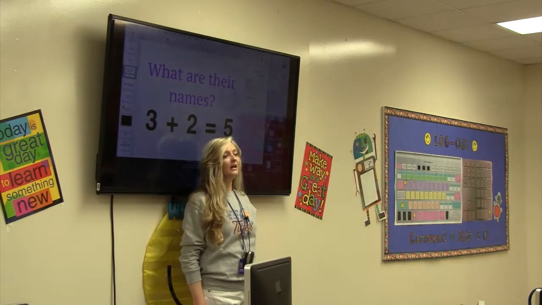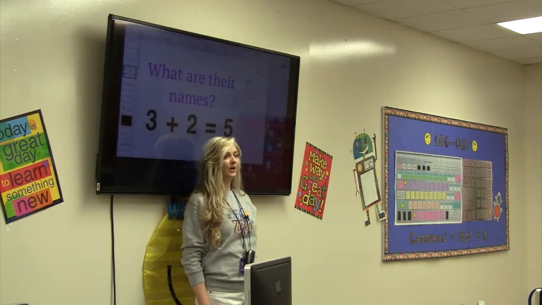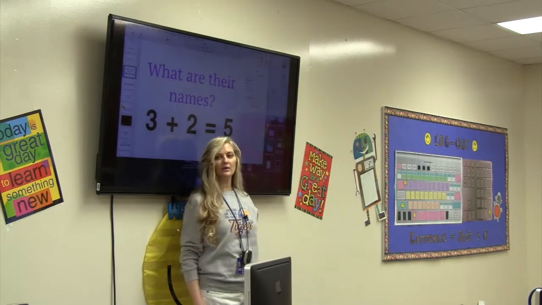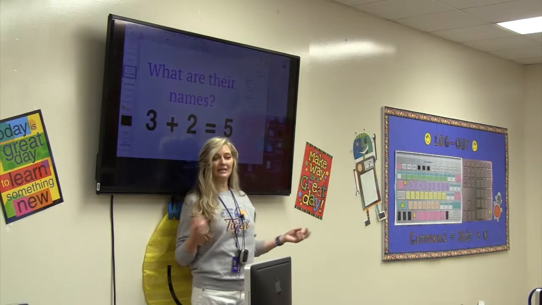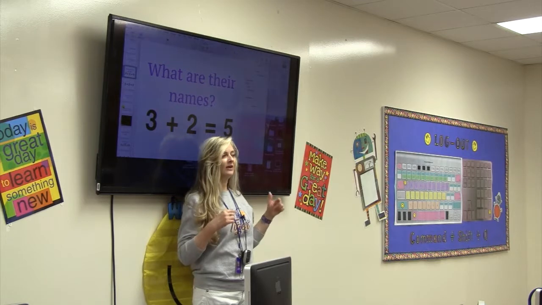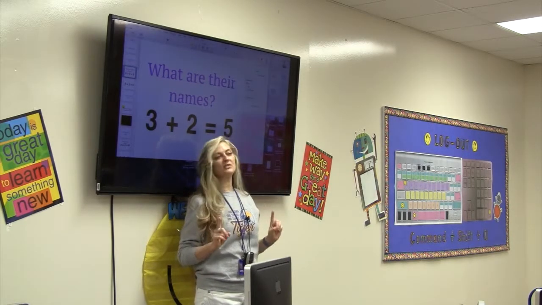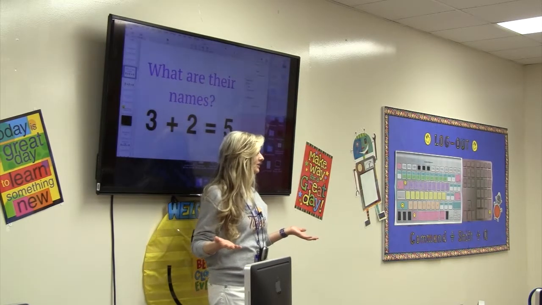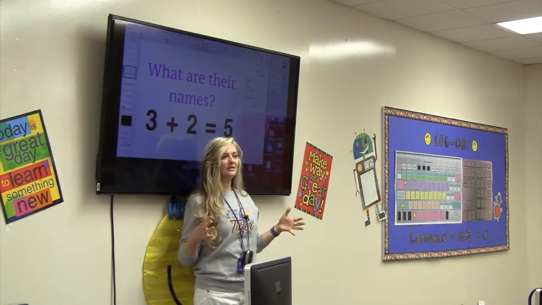D-I-G-I-T-S. Digits. The only digits that exist in the whole wide world are 0, 1, 2, 3, 4, 5, 6, 7, 8, 9. Those are the only digits that we have. Then we use those digits in combination to make any number in the world, which I think is really cool. There are 10 digits because there's a 0.